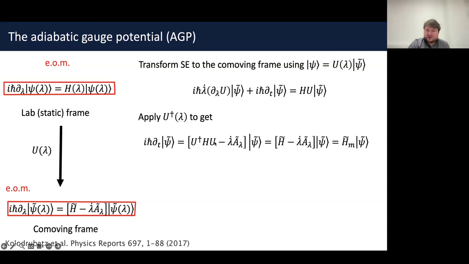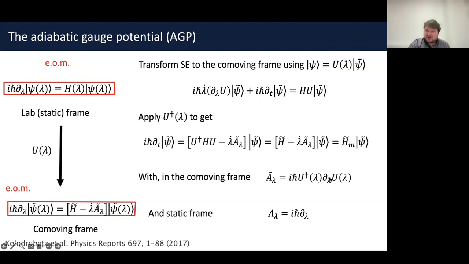So of course, this is the transformed Hamiltonian, U dagger H U. The A lambda is nothing more than the fact that the unitary that I'm implementing is dependent upon lambda. I get this additional term out that goes like i h bar U dagger times the partial derivative of the unitary with respect to lambda. And what's interesting is I then transform that back into the static frame, and I find that this adiabatic gauge potential is nothing but the generator of my motion, which is quite interesting.